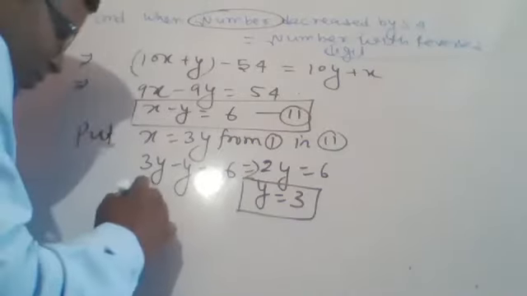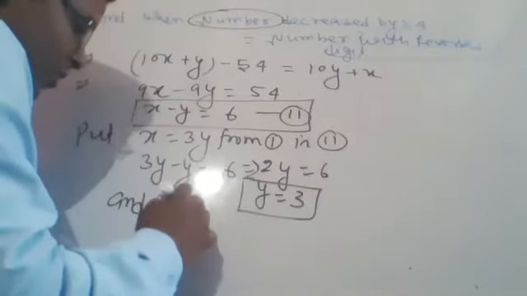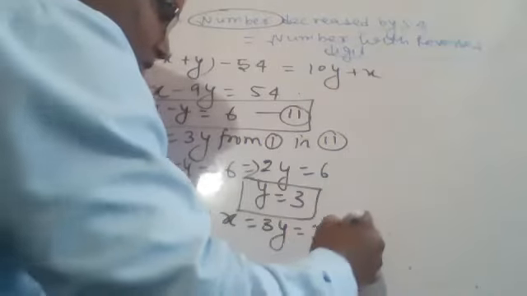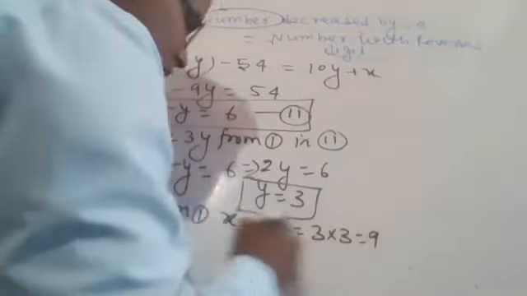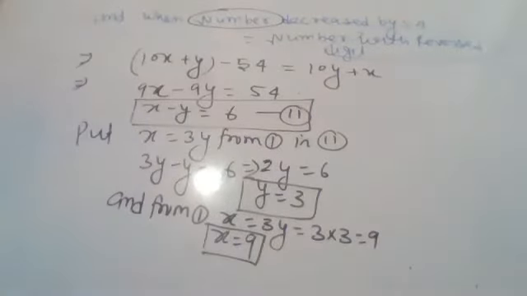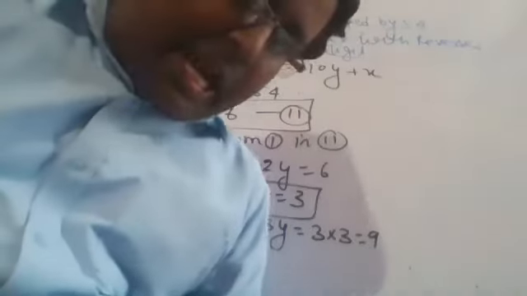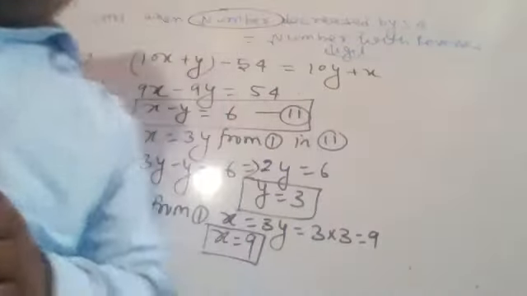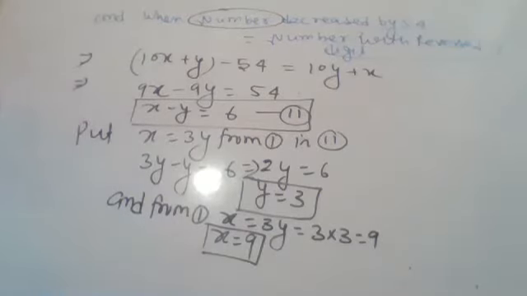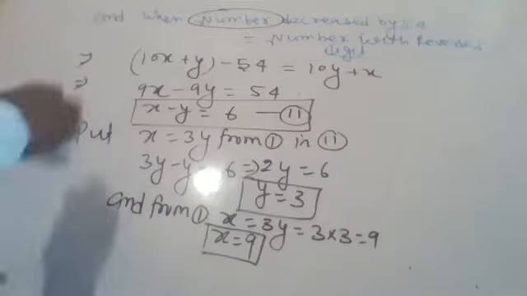And what will be the value of x? From the first equation, which is x equals to 3y, this gives us the value of x, 3 into 3, which is 9. So by this we get the value of x is equals to 9. Just write down. So in this way, we get the unit place digit and tens place digit. Okay, everyone? Now write it down. Okay, everyone, now we have to find the number.